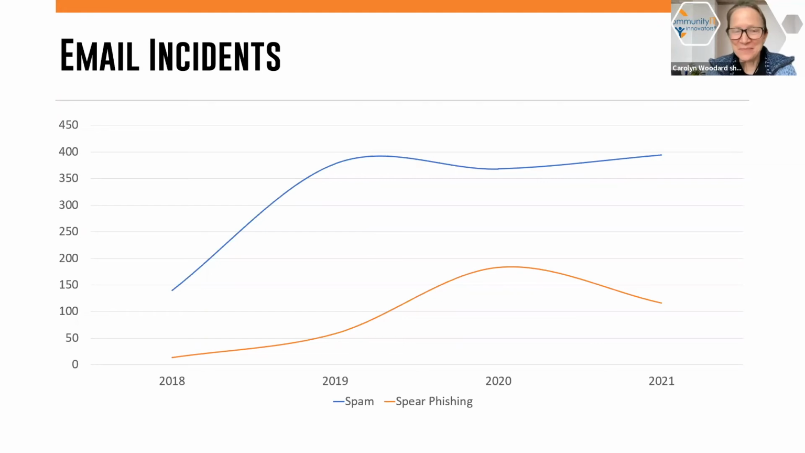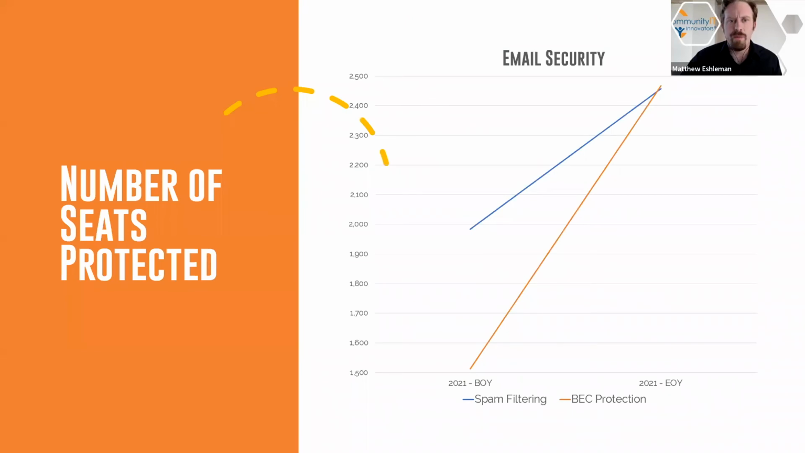So great. So here we can see email security incidents over time has flattened out a little bit, and we even see a reduction in spear phishing. I think one of the reasons, whenever we were going back through the data, is that we saw a pretty big increase in the number of email protection tools that we were able to deploy last year. And so here you can see some of the business email compromise protection tools that we used. We went from having 1,500 seats deployed at the beginning of the year to over 2,400 seats at the end of the year.